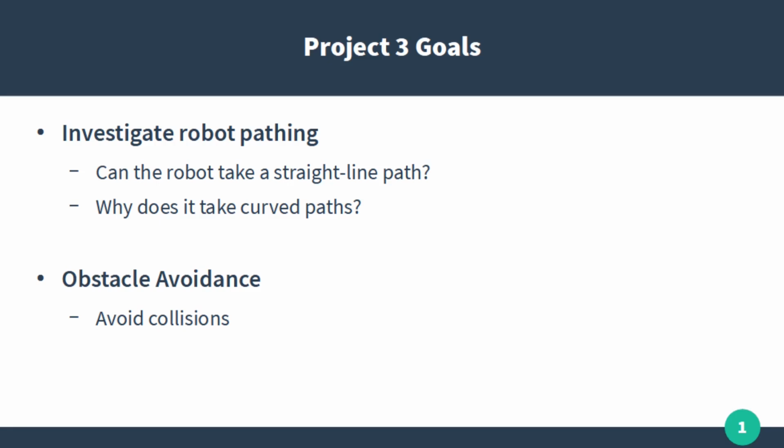For Project 3, I was primarily concerned with looking into the JetHexa's path planning trajectory and obstacle avoidance. For the first point, I wanted to determine why the robot takes a curved path for goal points that should intuitively result in straight line movement.